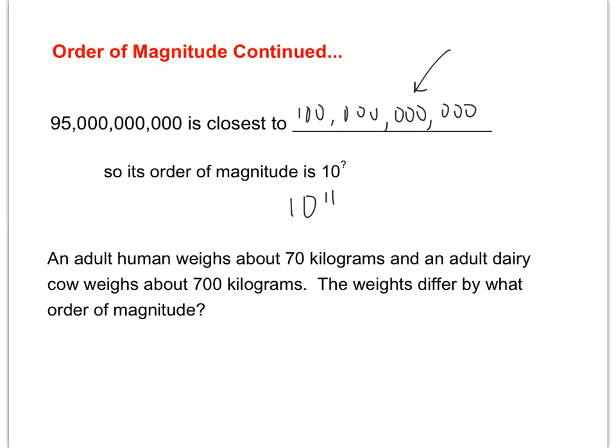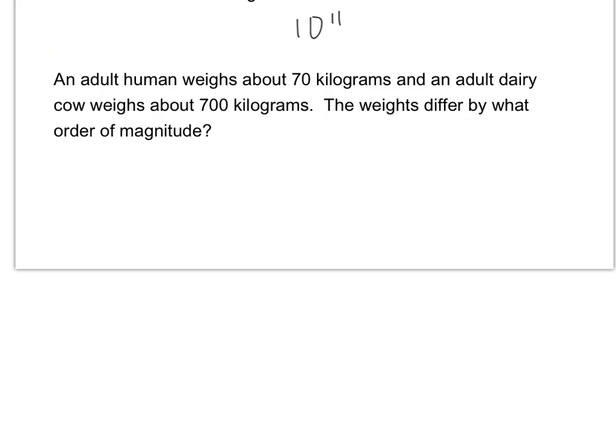So let's take a look at a few word problems that involve order of magnitude. An adult human weighs about 70 kilograms. And an adult dairy cow weighs about 700 kilograms. The weights differ by what order of magnitude? Well, we can express 70 kilograms as 7 times 10 to the first. So 10 to the first because it has one zero. And then for the 700 kilograms, that's 7 times 10 to the second.